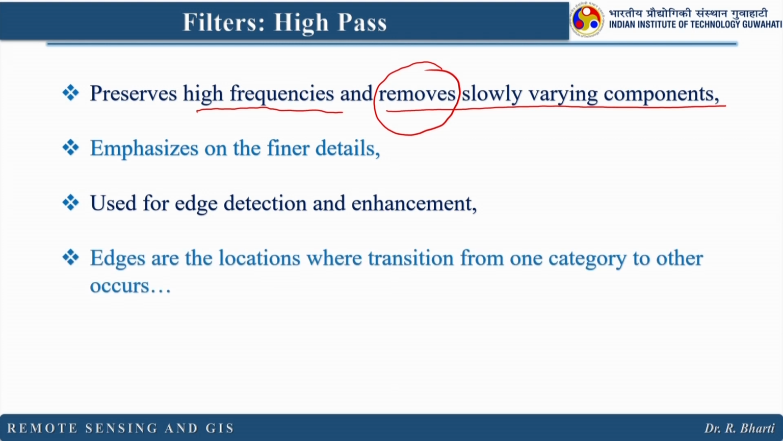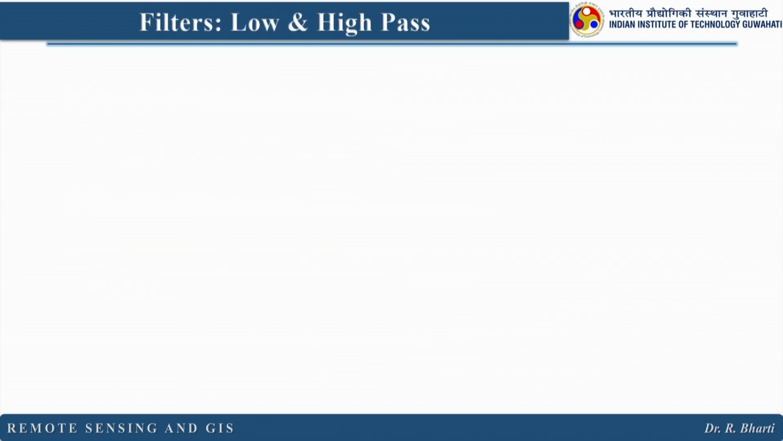Edges are the locations where transition from one category to another occurs. Basically, I told you that when I am drawing a line, how are we perceiving this line? Because there is a sudden change in the intensity from this to this. Along this line the intensity either increases or decreases, and because of that only we are perceiving these edges. Let us see some examples of low and high pass.